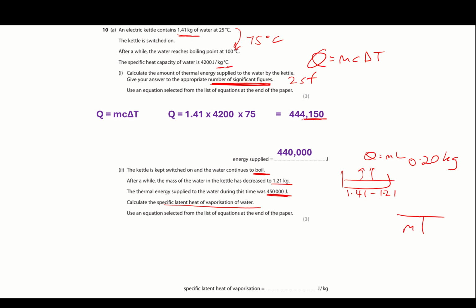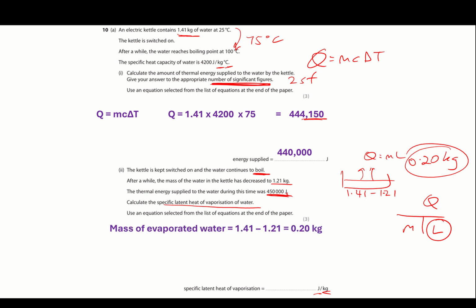So we're going to need Q equals mL, and we want L, and we want to use that. And let's just check that's in kilos, that's in joules. Perfect. So we're good to go. We've checked the units. We've done any unit changes. So the mass of evaporated water is 0.20. Put that all in. Comes to 2.25 million. I'll just write that straight in.